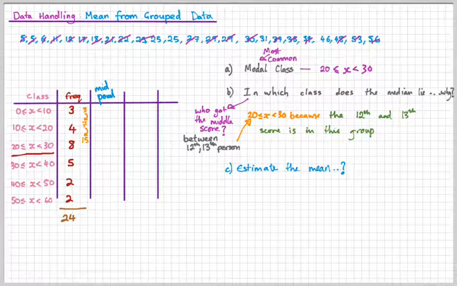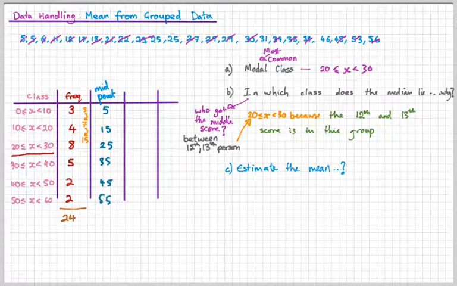Next, we're going to estimate the mean. We're not going to do the mean from the original data, we're going to use the table. In the first line, we know there are 3 people who scored 0 to 10, so we are going to say they each scored about 5. In the next group, they scored between 10 and 20, so we're going to say that each of those 4 people scored about 15. Similarly, 25 for that one, 35 and 45. So this says these 3 people scored about 5 each.